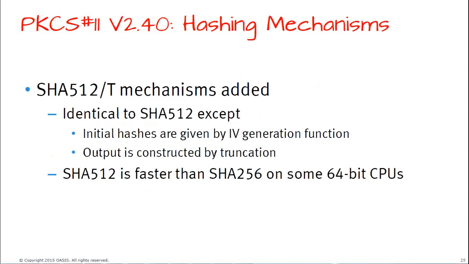We also added SHA-512/t. It's identical to SHA-512, except that its initial hash values are given by IV generation, and the output is constructed by truncation. SHA-512 is faster than SHA-256 on some 64-bit CPUs, but I know there is desire from some applications and consumers of PKCS 11 who are space constrained to have the hash take up less room, and so that's where the truncation becomes quite valuable.